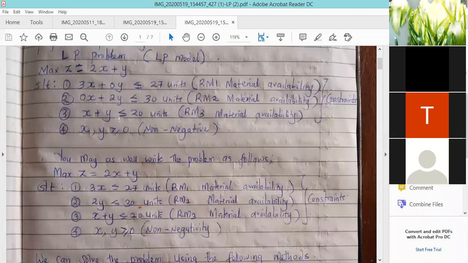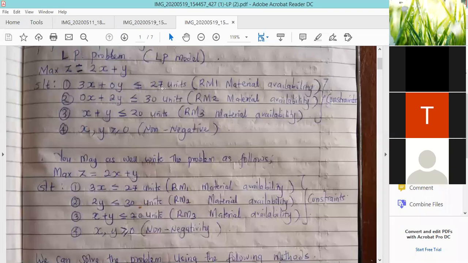So we can formulate an equality, because the aim is on maximization, remember, the inequalities are of less than or equal to signs. So I've stated 3x plus 0y less than or equal to 27, because 27 is the amount which we cannot go beyond, because this is the only available amount of material M1.